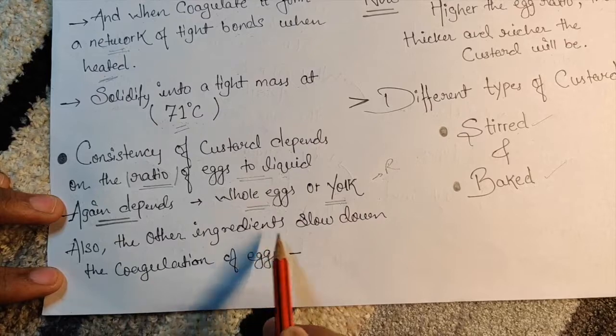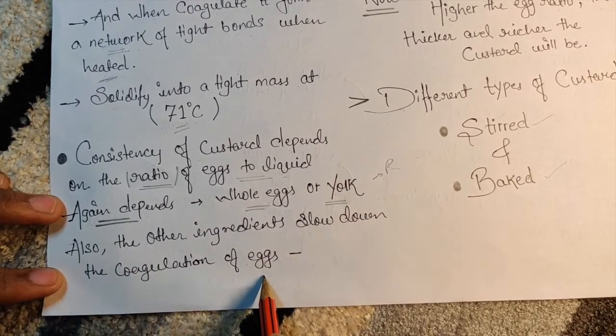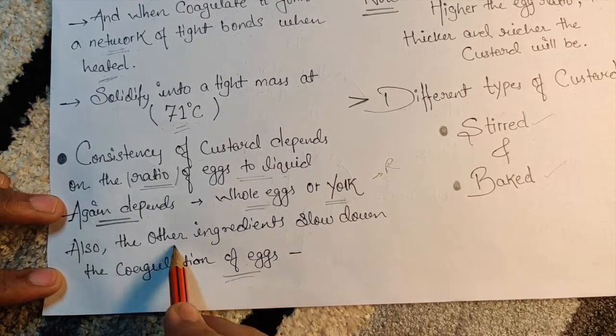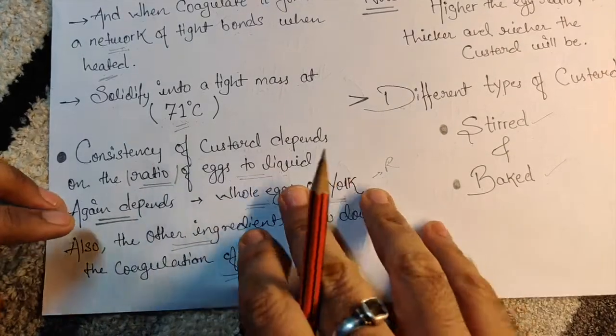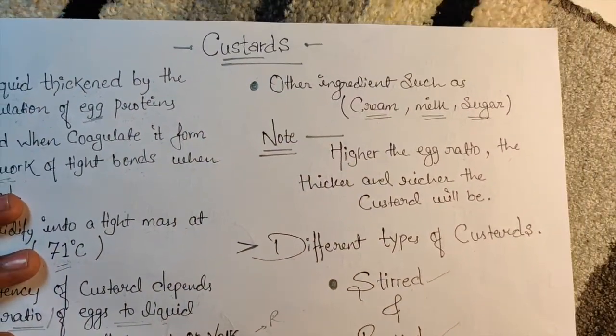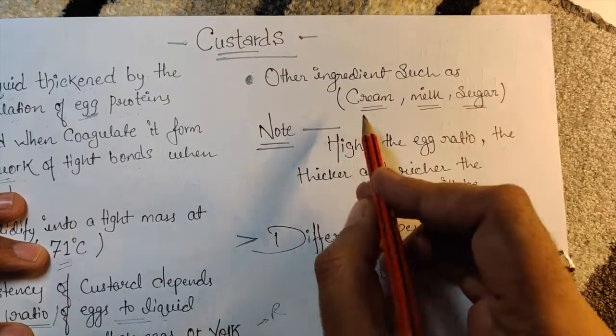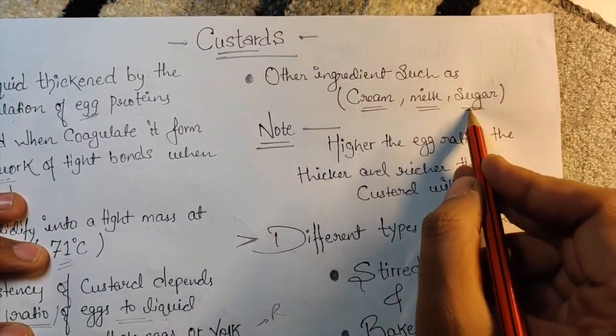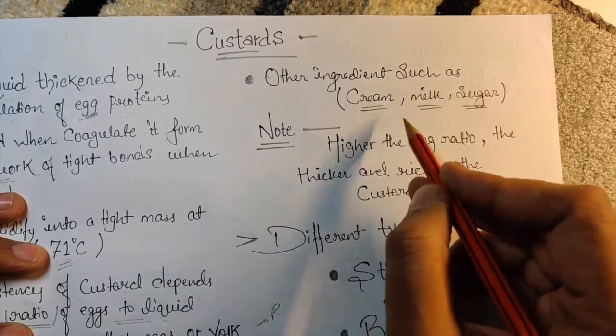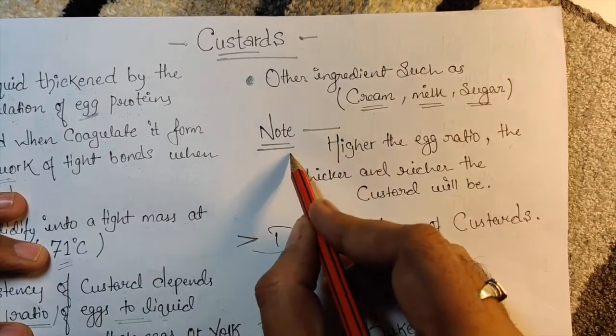Also the other ingredients slow down the coagulation of eggs. Other ingredients means what? Here we go, let's figure it out. What are the other ingredients? Other ingredients such as cream, milk or sugar. See, cream, milk or sugar. So these are the ingredients. These are the base ingredients to make a custard. Here we go, have a note.